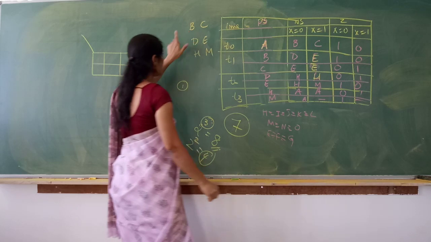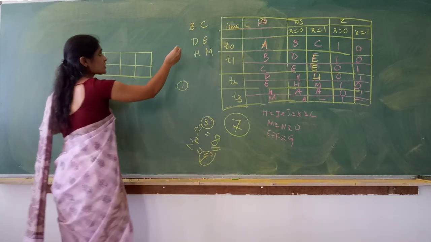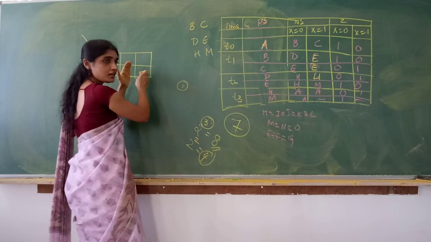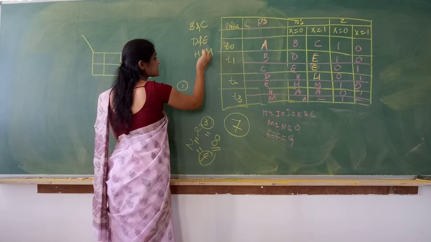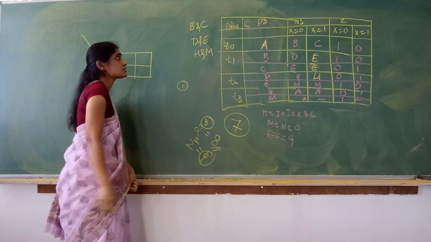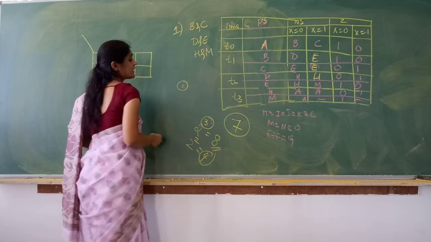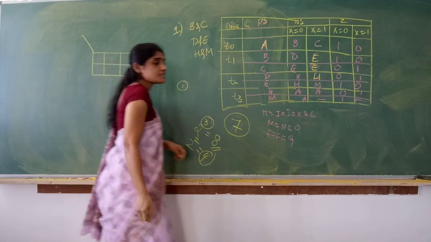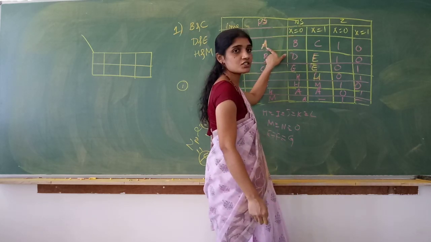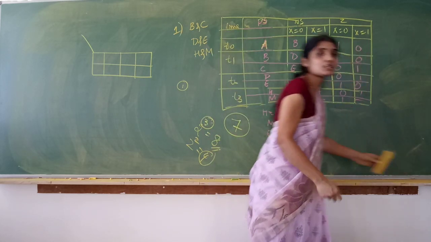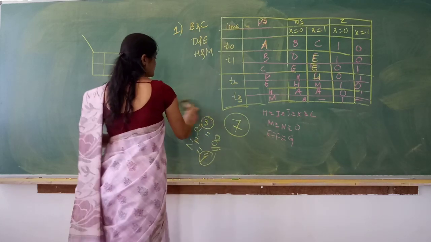That means when you write these states, you should fill them in such a way that B and C are adjacent, D and E are adjacent, H and M are adjacent. This is according to one guideline. What does that guideline say? States which are the next states of a given state should be given adjacent assignment.